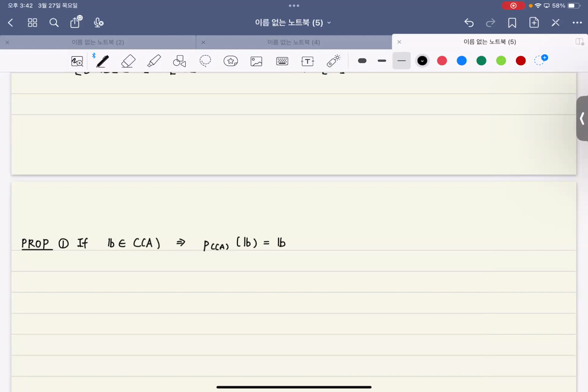If my vector B is already a vector in the column space, then even if you project it to the column space, there's nothing to project because B is already in the column space of A. Therefore, it has to be B itself. Yeah, I know this is obvious, but this requires a little bit of justification. Just like this. B is a member of the column space if and only if this overdetermined system has a solution.